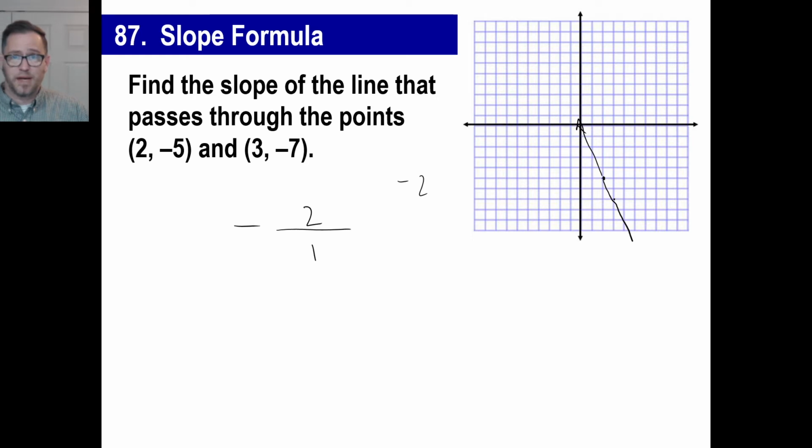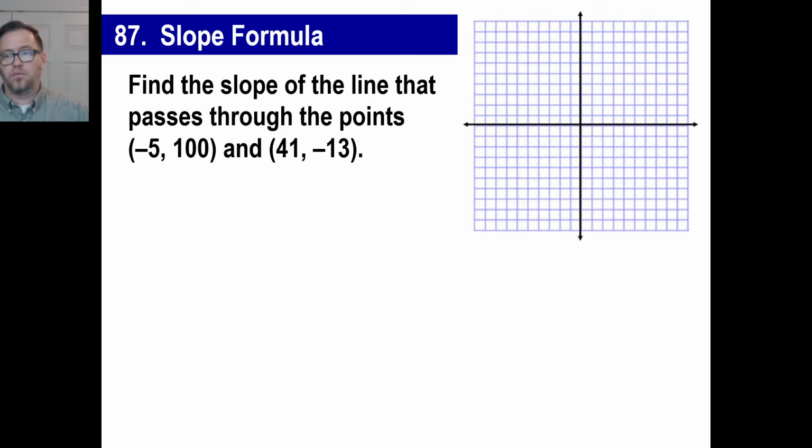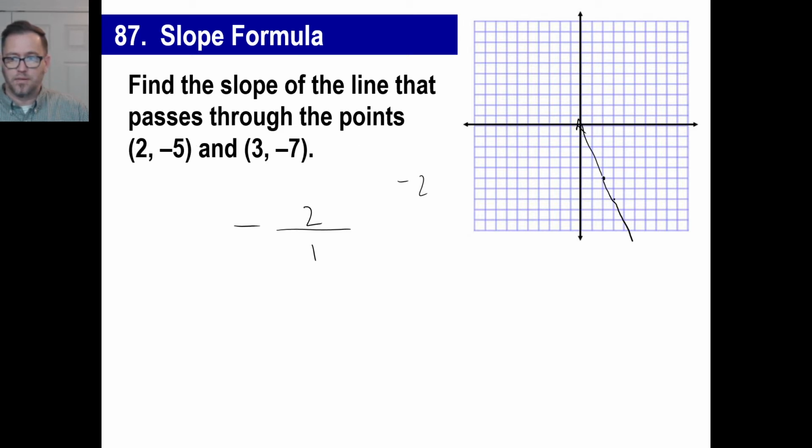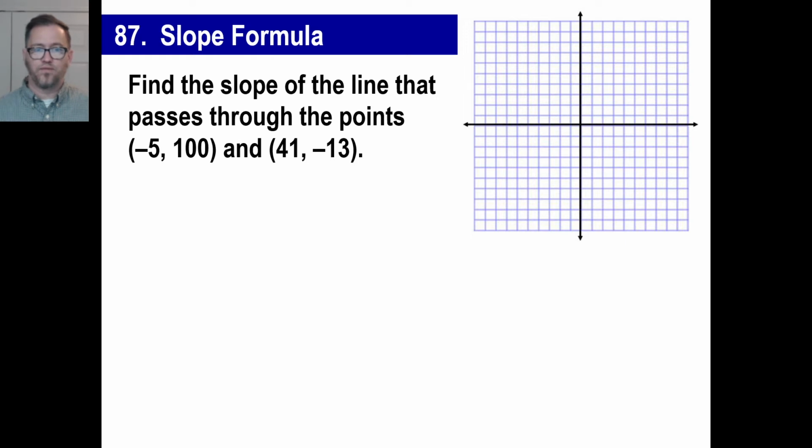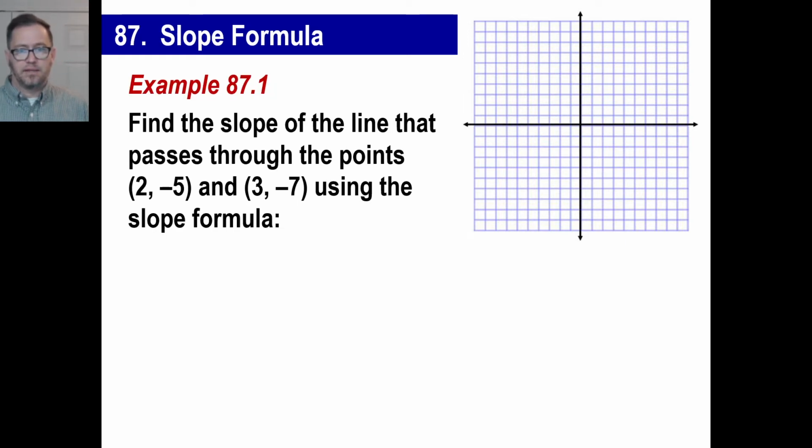But eventually you're going to come to something like this, where they say, find the slope of the line that passes through the points (-5, 100) and (41, -13). Okay, well, good luck drawing that and counting all that jazz. It's horrible. But if you notice, we had 2 points here, and there's a difference of 2 here and a difference of 1 here. What's happening is basically that there is a formula you can use to find this, and we'll talk about that in 1 second here.